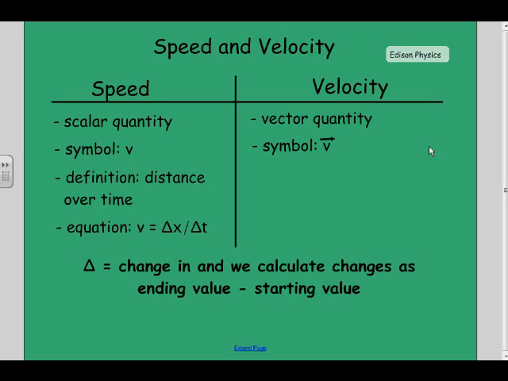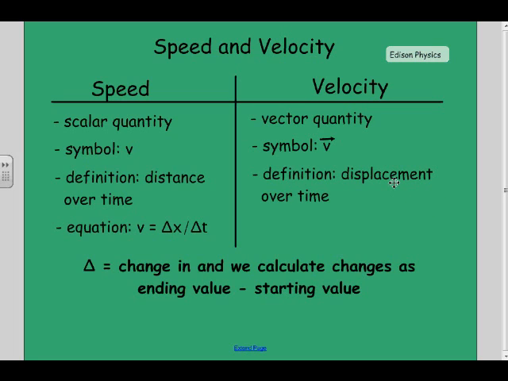Now in your textbook, what they'll do instead of putting the arrow on top of it is they'll make the vector a bold letter and the scalar a regular letter. So you might get used to seeing that in the textbook. All right, the definition of velocity: because velocity is a vector, the how far we want is not distance, it's displacement. So velocity is displacement over time.